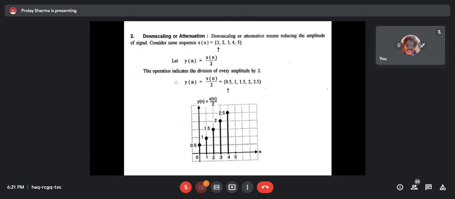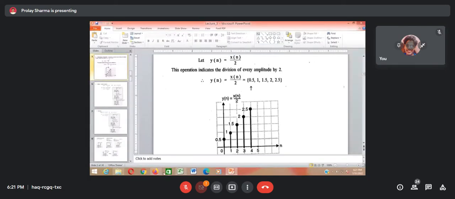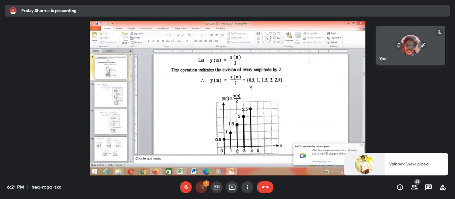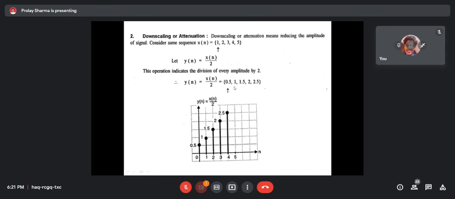Now attenuation or downscaling. Here obviously we are dividing the signal by some value, in this case 2. So the sample values get halved. We are getting the sample values 0.5, 1, 1.5, 2, 2.5 this way. So the amplitude gets reduced, which means it is attenuated. Amplitude is attenuated, or downscaled.